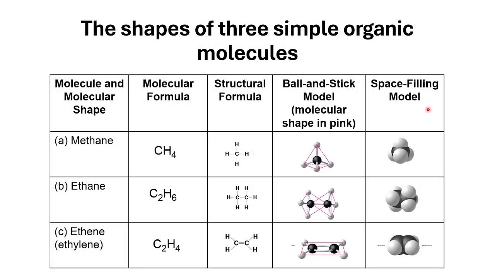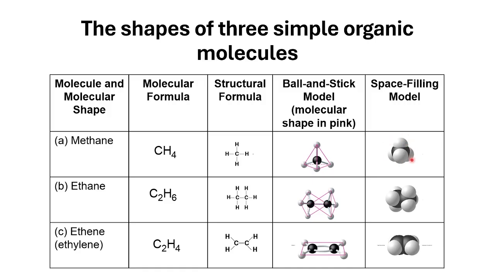So here are 3 simple organic molecules illustrating the different shapes. And this is taken right out of the textbook. So we've got methane. We've already talked about methane. Here are different ways that we can look at it with its basic molecular formula, its structural formula. This is the ball and stick model. You can see the tetrahedron there.